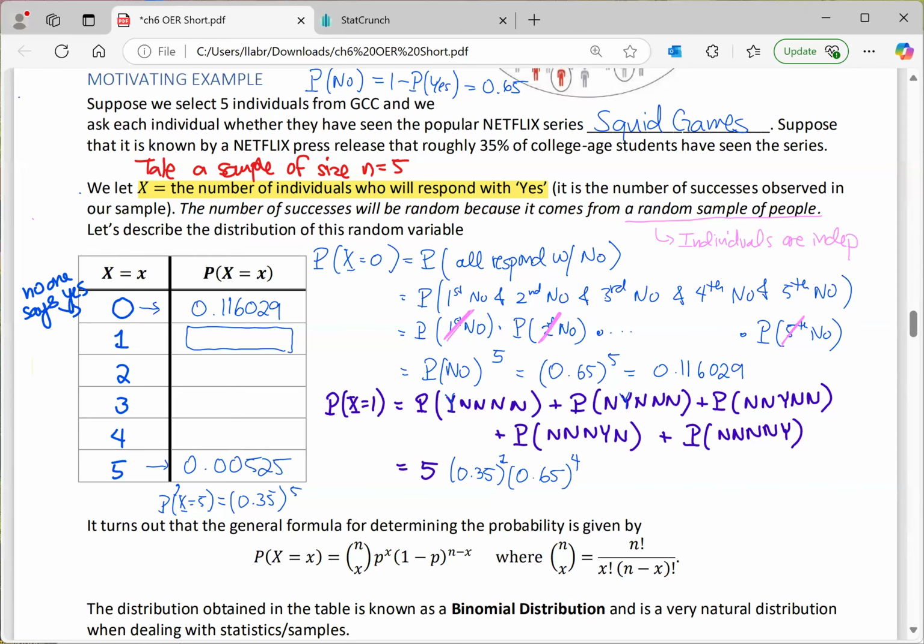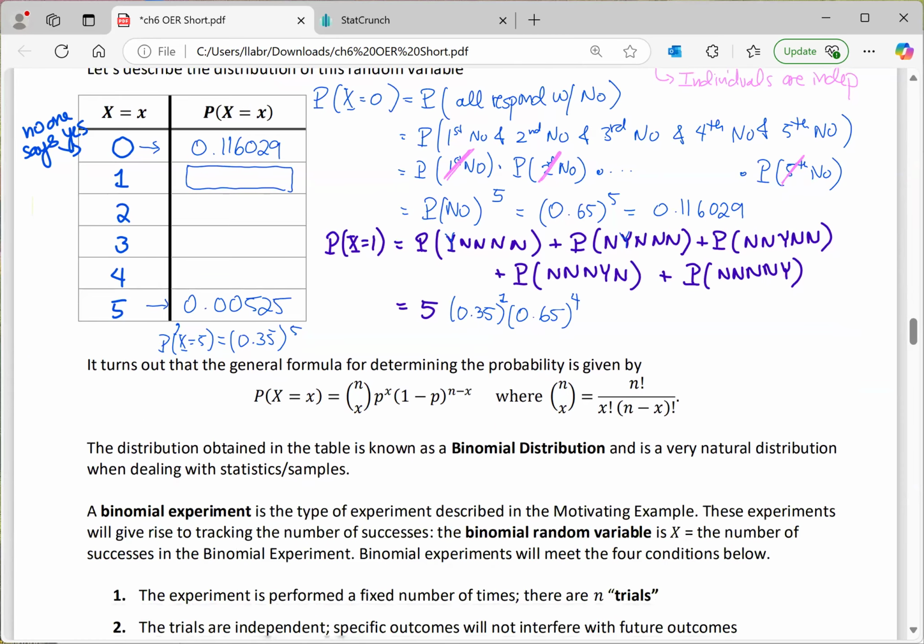Hopefully you can see why this would be difficult when X is 2, because then you have to consider every potential way that 2 individuals can say yes when you ask just 5 of them. It turns out that there's a very famous formula for this that you might have seen in algebra. If you didn't, it's okay. It's known as the binomial coefficient formula, and here is the formula that people used to use to compute this.